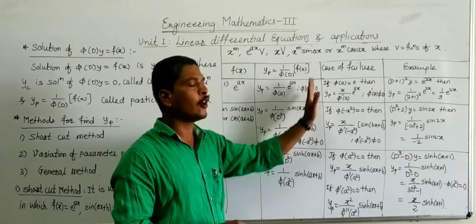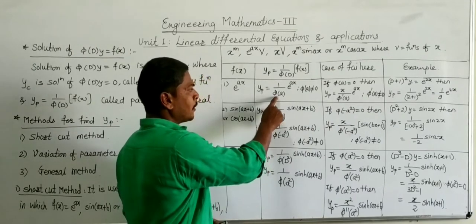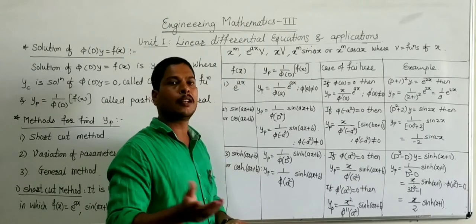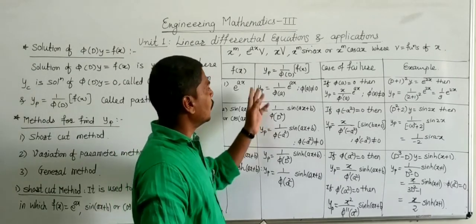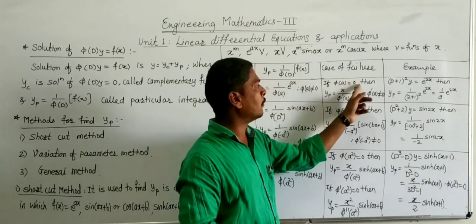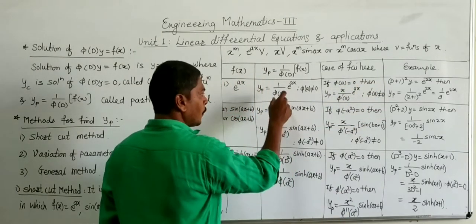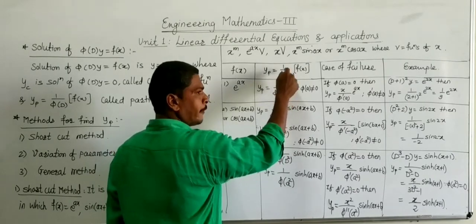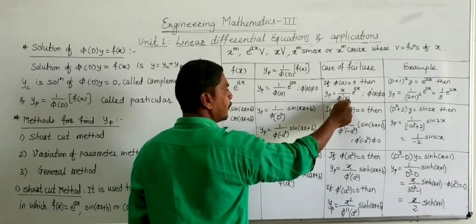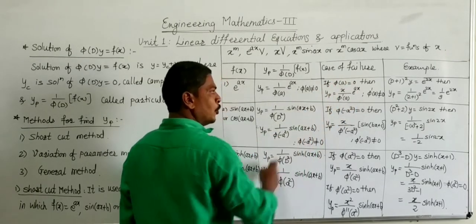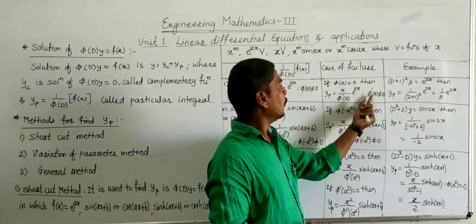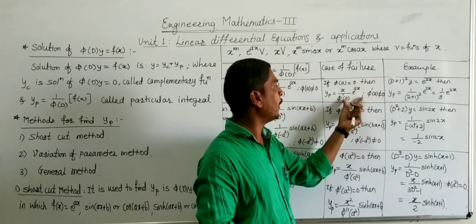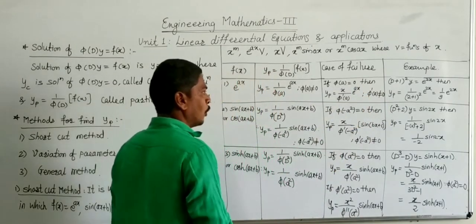What happens if phi(a) is equal to 0? If phi(a) is equal to 0, then the denominator becomes 0. If the denominator is 0, then this term becomes an indeterminate form, that means infinity. So in such cases, if phi(a) is equal to 0, then differentiate this function of D with respect to D, we get phi dash of D, and then replace D by a and write x in the numerator. And here also phi dash of a must be non-zero. Then we can apply this case of failure.